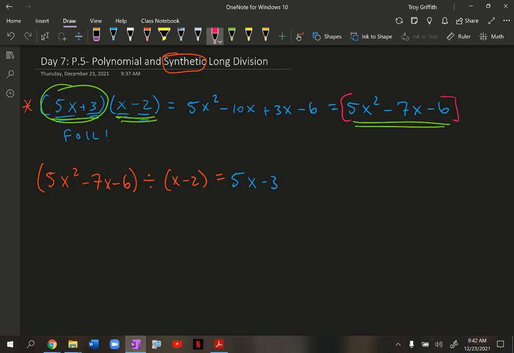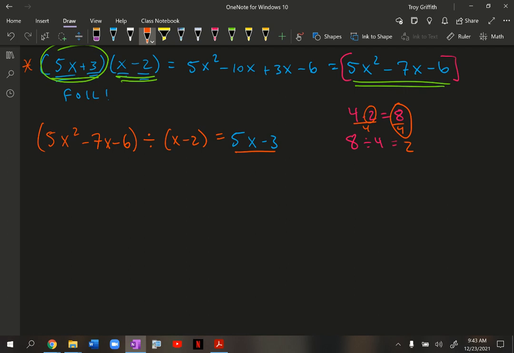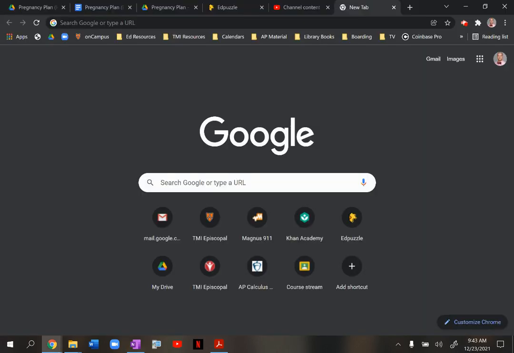This works with numbers. So for example, if I told you that 4 times 2 equals 8, and then I asked you what's 8 divided by 4, well, if I just took both sides of this equation and divided by 4, 8 divided by 4 should give me 2. And the same thing works here with polynomials. And so what I'm going to do here is show that this is the case and that I do actually get this answer, and I'm going to use something called long division to make that happen.